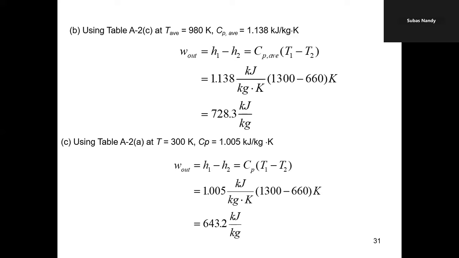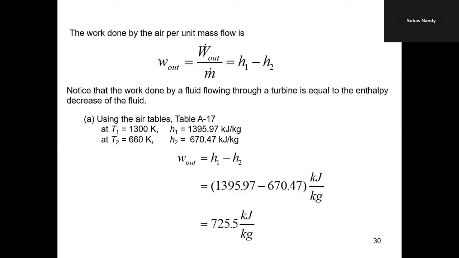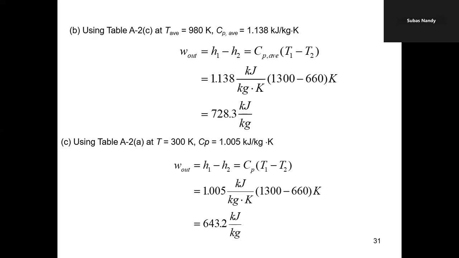If you use Cp average at 300 Kelvin of 1.138 kilojoule per kilogram Kelvin, then that is the answer for w out. What is the difference from the previous one? This is 728.3. The previous one was 725.5 kilojoule per kilogram. On the other hand, if you use the Cp at 300 K, you get a little bit less amount of work.